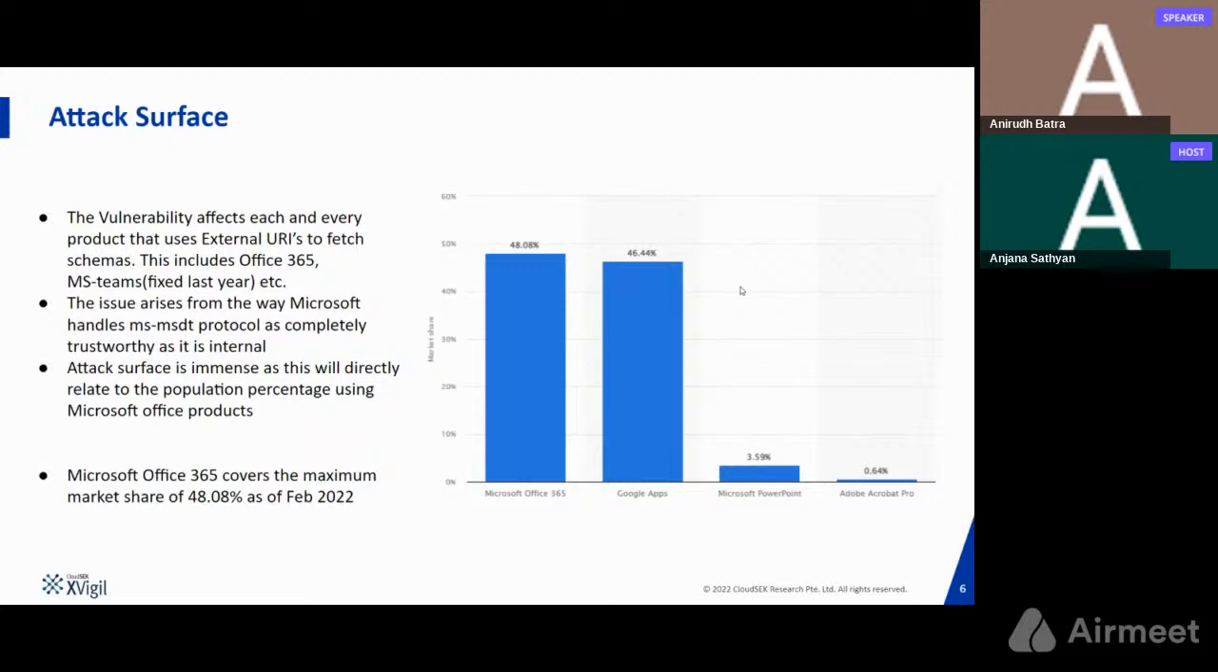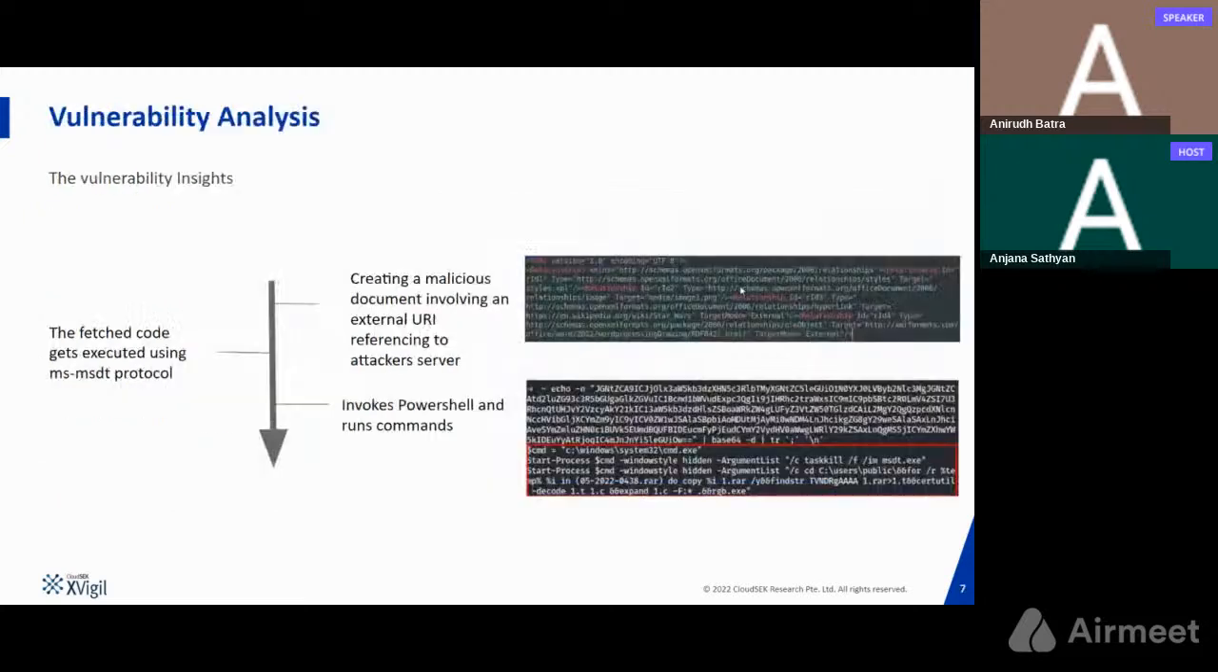So just to give you a short idea, the market share of Microsoft Office 365 is still 48.08% as of February 2022, right? So Microsoft products are very heavily used, and if you open a wrong document, a wrong spreadsheet, or a malformed PDF file, your computer gets attacked, right? And the attacker has complete control of your computer. So that's how immense the attack surface of this vulnerability is.